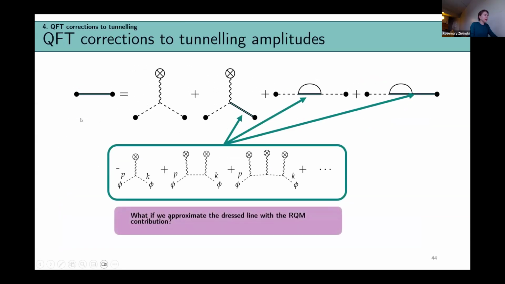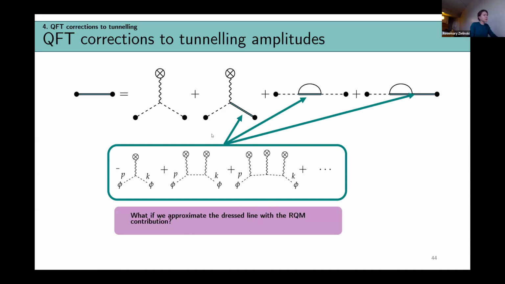So because of this complexity, this motivates us to make some kind of approximation. And in particular, we want to consider what kinds of approximations we can make while still retaining the interesting physics and still retaining the non-perturbative nature of quantum tunneling. One such approximation is to insert the relativistic quantum mechanics propagator into the right-hand side of the equation. So essentially, approximate the dressed line with the results that we found in part 1.